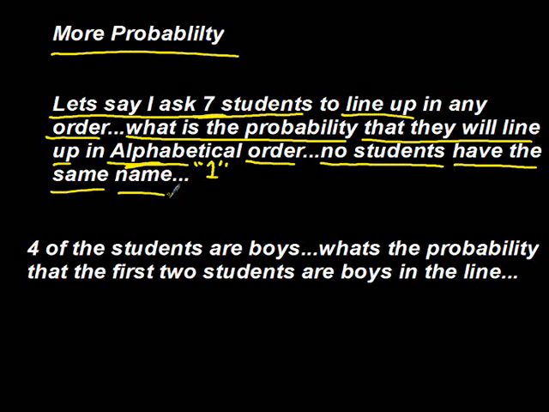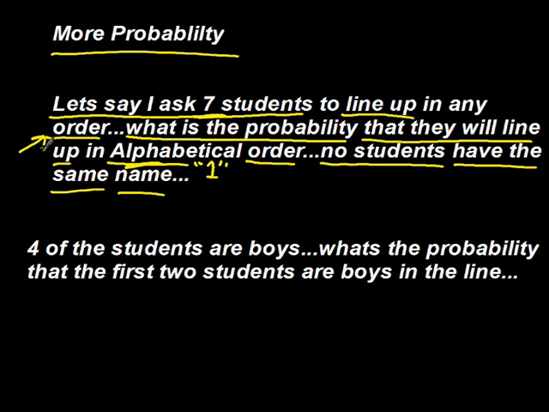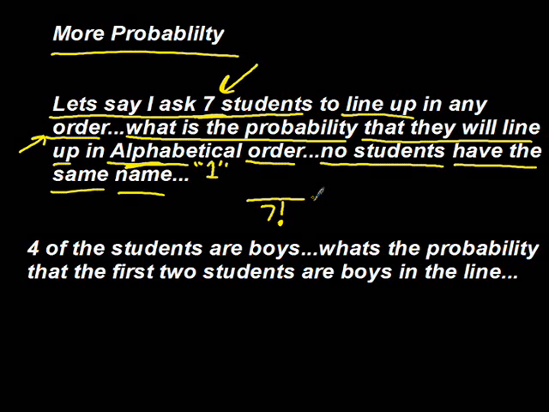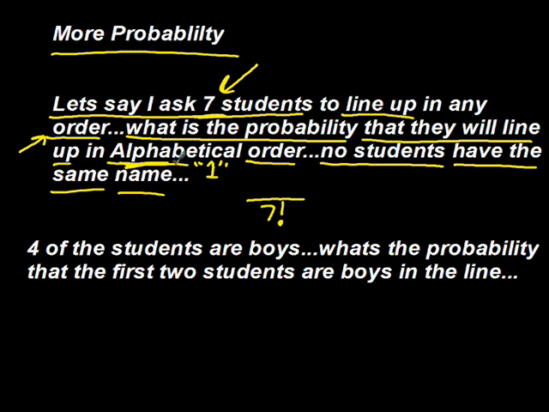Well, if order does matter here, because we have to line up in order, that means the number of different ways these 7 students could line up is 7 factorial. Now, that's my total number of outcomes. What's my probable event? My probable event is they're in alphabetical order, and there's only one way for that to happen. So the chance that they will be in alphabetical order is 1 out of 5040.